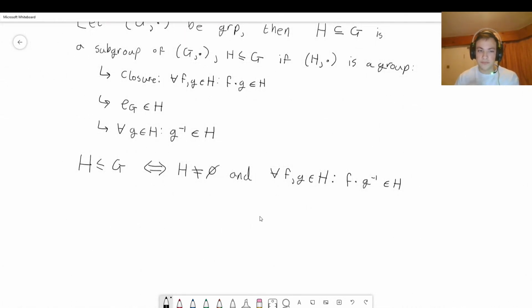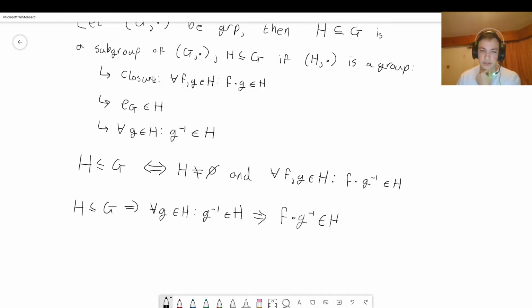Obviously H being a subgroup of G implies that for all g in H, g inverse is in H by this third condition, and so therefore also f · g inverse is in H by the closure condition. Okay, so that way is easy.